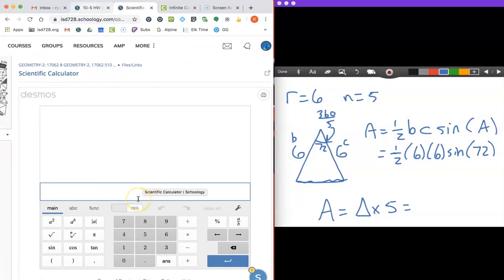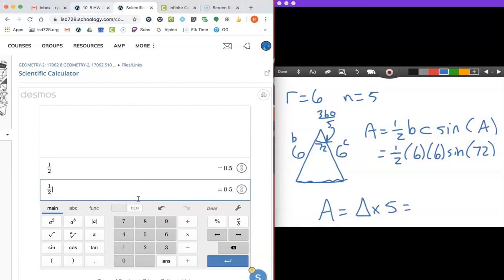So I have 1/2 multiplied times 6 times 6. I'm just going to type that in as 36. And then we're going to do sine of 72. Make sure your calculator is in degrees like mine is. So that's 17.12, which is the area of one triangle. That's one triangle. There are 5 triangles like that, so I'm going to take that answer and multiply it by 5.